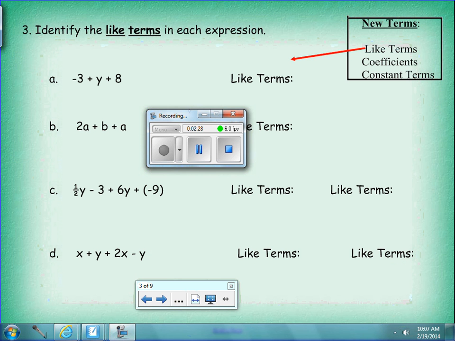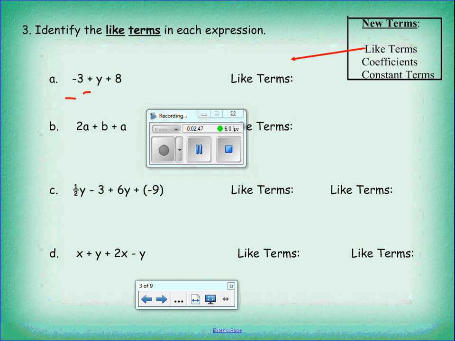So we're going to identify the like terms in each of these. In A, we have -3 plus y plus 8. Our like terms are going to be the -3 and the 8. Both of those are considered constant. They are both considered constant terms because they will not change at all.